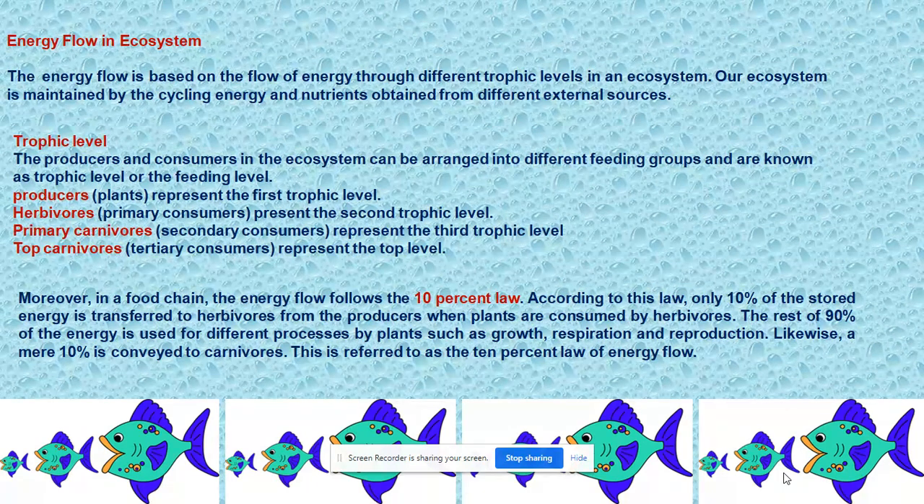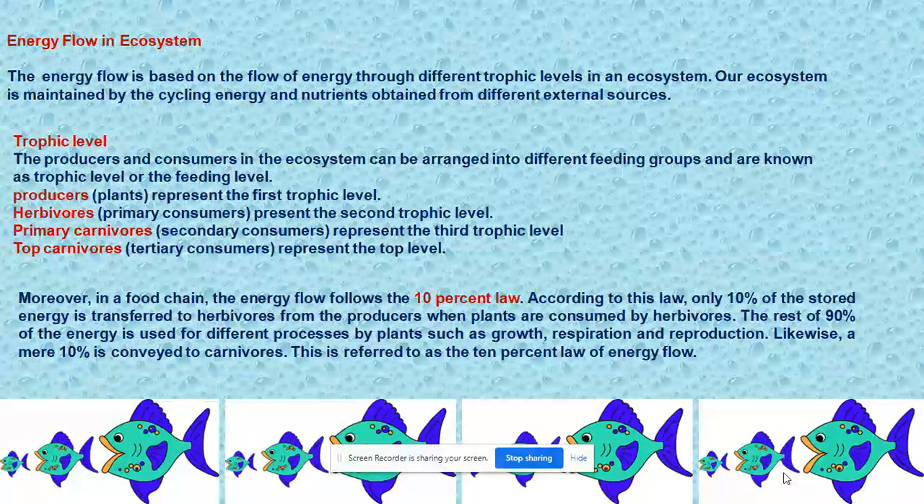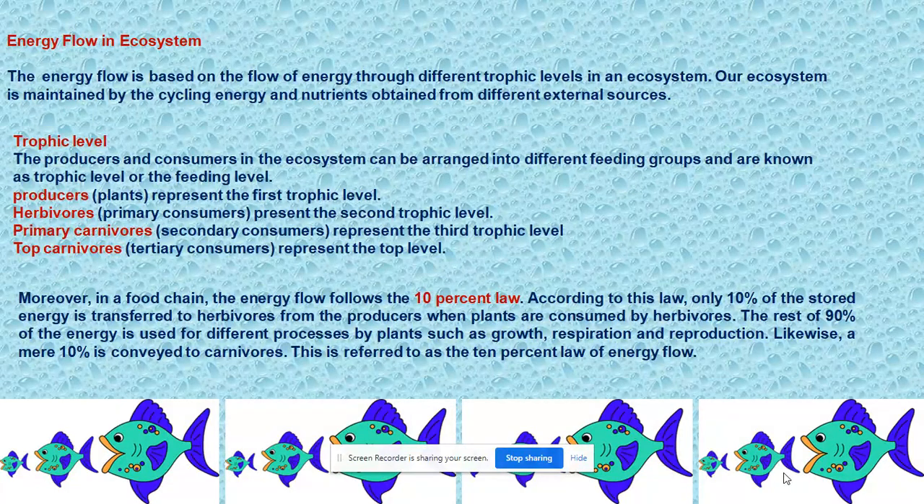It is surprising to find that we receive less than 50% of the sun's effective radiation. When we say effective radiation, we mean the radiation which can be used by plants to carry out photosynthesis. Energy flow is based on the flow of energy through different trophic levels in an ecosystem. Our ecosystem is maintained by the cycling of energy and nutrients obtained from different external sources.